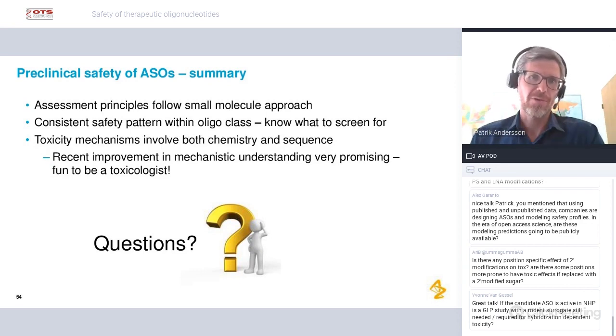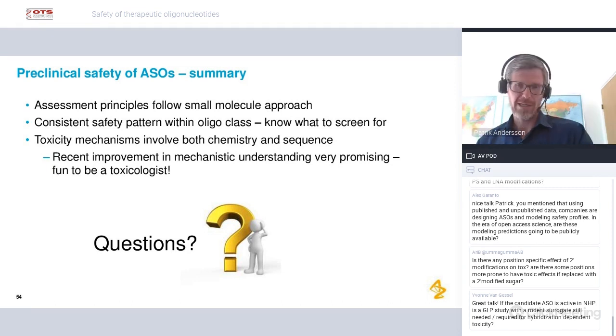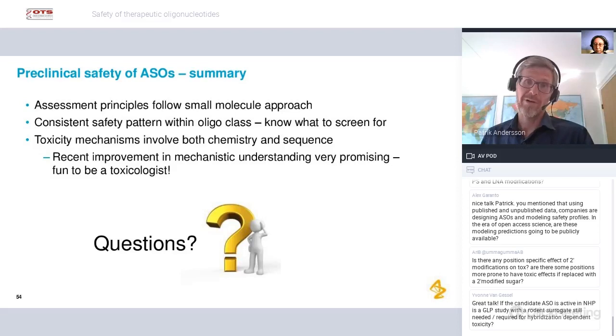Assessment of principles follows a small molecule approach. We have a relatively consistent safety pattern within the oligo class. I mainly talked about PS ASOs, which means that we know what to screen for. Sometimes you need to screen a lot. Toxicity mechanisms involve both chemistry and sequence, and the recent improvements in the mechanistic understanding are very, very promising.